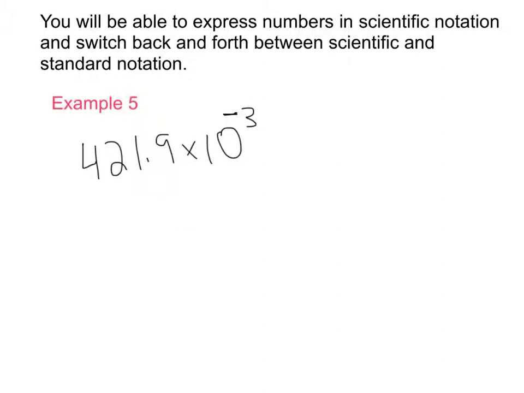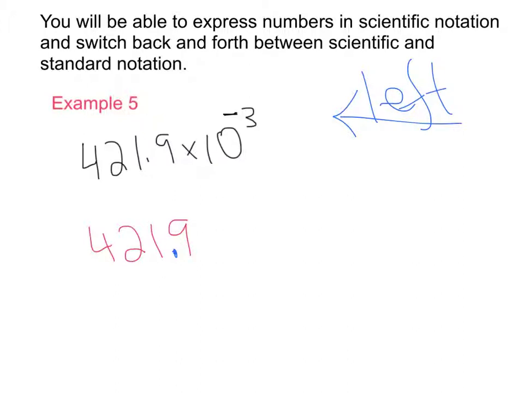And I'm going to go 4219. And I'm going to take my decimal point and move it 3 to the left, because when the exponent is negative, you move to the left. So I'm going to go 1, 2, 3. That's where my new decimal point is going to be. And therefore, my new answer is going to be 0.4219.